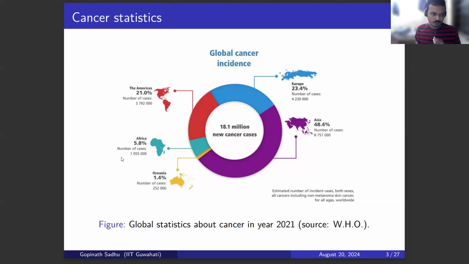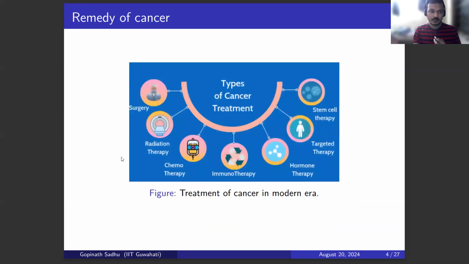Every cancer patient will go through a certain treatment regime, and I have listed a few of them here. The most common types of remedies available in treatment are surgery, radiation therapy, chemotherapy, immune therapy, hormonal therapy, targeted therapy, and stem cell therapy. These therapies can be used singly, or combination therapy is also available.